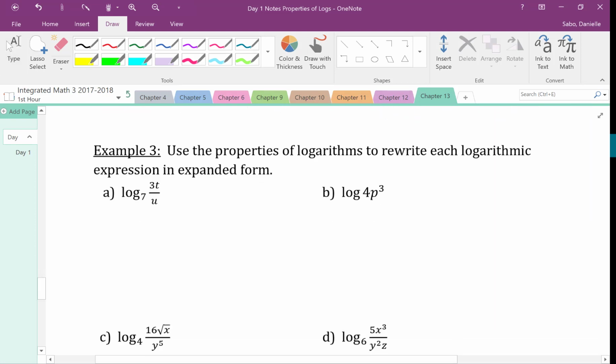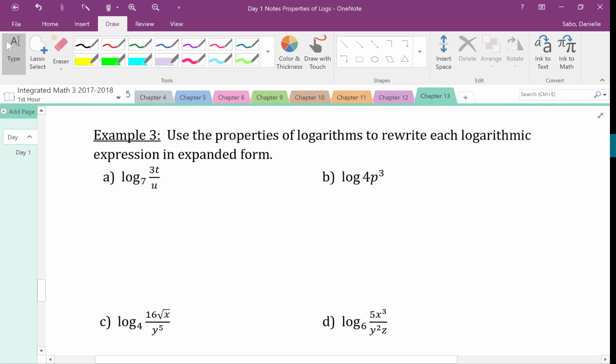Okay, so use the properties of log to rewrite the expression in expanded form. What we just did was called condensing, condensing to make only one log. Now we're going to go from one log and expand it, because sometimes that can be more beneficial. It can be a little tedious, but let's give it a go.